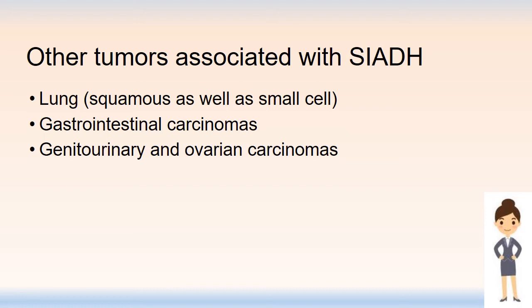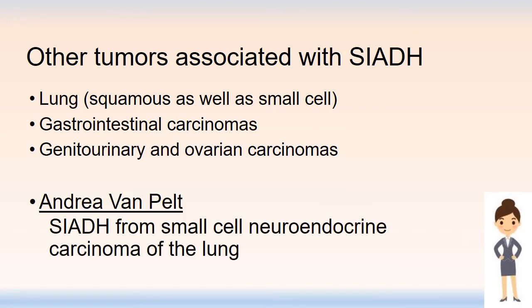There are other tumors that can produce SIADH. Apart from small cell carcinoma of the lung, you can have squamous carcinomas of the lung responsible as well. Gastrointestinal malignancies, genitourinary and ovarian carcinomas can do this, but this is Miss Andrea Van Pelt, and she has SIADH resulting from small cell neuroendocrine carcinoma of the lung. Now we will move along to case number 3.